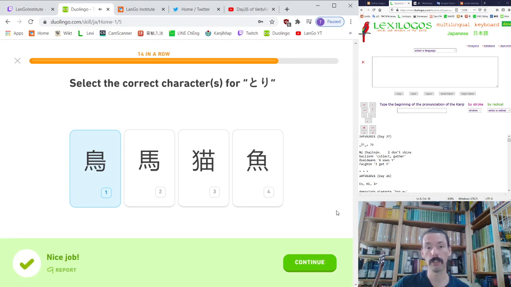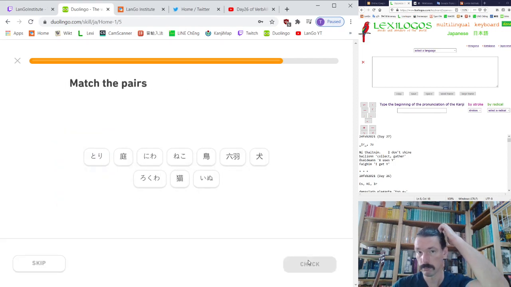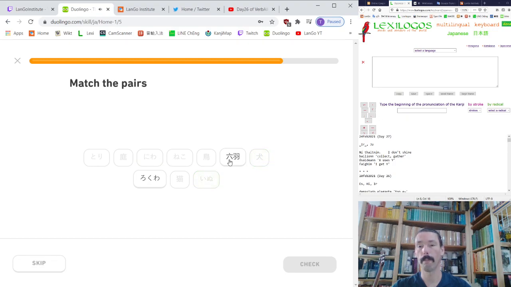Tori, bird. Some good lookalikes with the four dots as the last written component. This one's the horse, number two, and this one, number four, is the fish. Neko, tori, niwa, inu, roppa, but also with an up step.